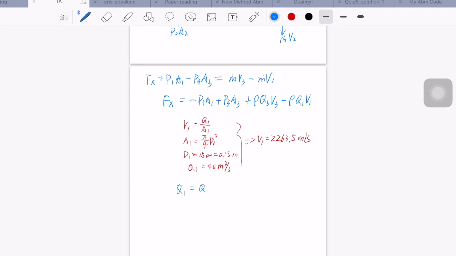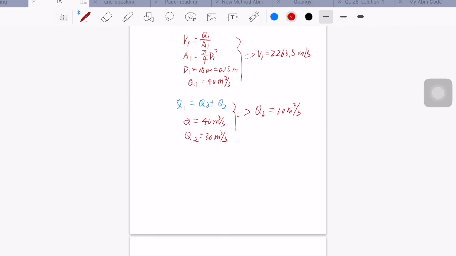And according to the continuity equation, we know that the Q1 equals Q3 plus Q2, and we know Q1 is 40 cubic meters per second, and Q2 is 13 cubic meters per second. We can get that the Q3 is 10 cubic meters per second.